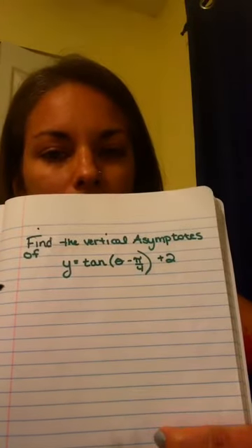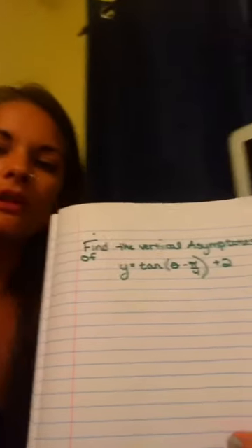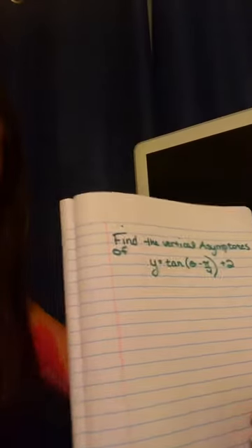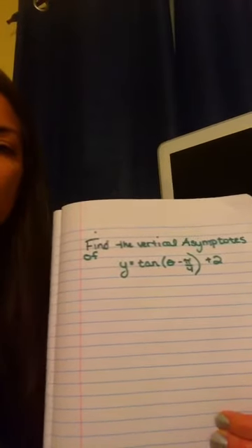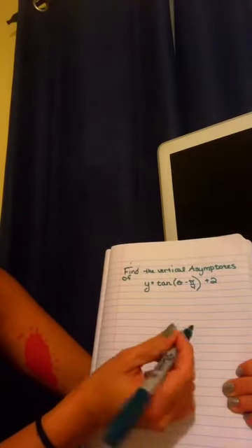Why not, right? So I'm doing a video on finding the vertical asymptotes of a tangent function. They ask us specifically to find the vertical asymptotes of y equals tangent of theta minus pi over 4, plus 2. So the first thing we're going to do, sorry, I'm having issues with this backwards view. Okay. The first thing we're going to do is look at the graph of tangent theta, okay?